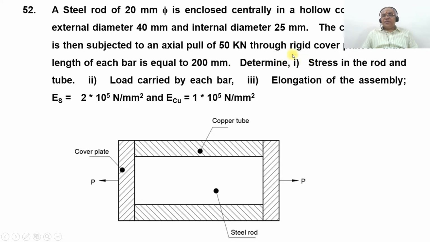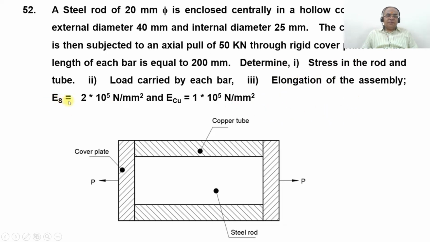Determine number 1, the stress in the rod and tube. So what are the stresses developed in the steel rod and also in the copper tube? And then the load carried by each bar, that is PS and PC, which we need to calculate, and also the total elongation of the assembly, because as we have applied a tensile load, naturally the bar and the tube are going to get elongated.